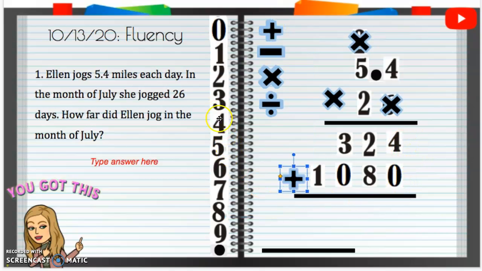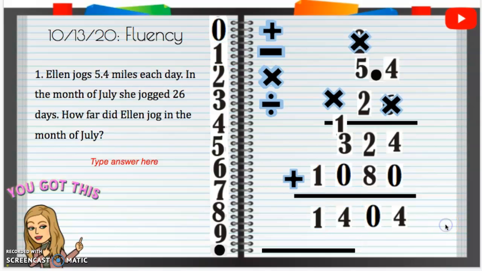4 plus 0 is going to be 4. 8 plus 2, or 2 plus 8 is going to be 10. I'm going to carry that 1 and drop that 0. What about 1 plus 3 is 4, plus 0 is still 4. And then 1 plus 0, or 0 plus 1, is going to be 1.